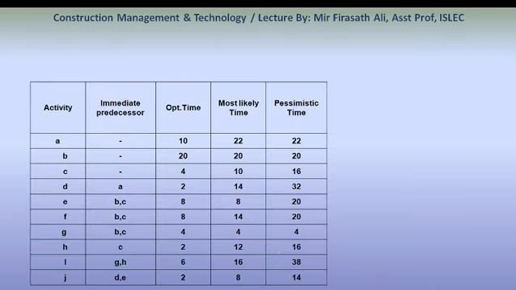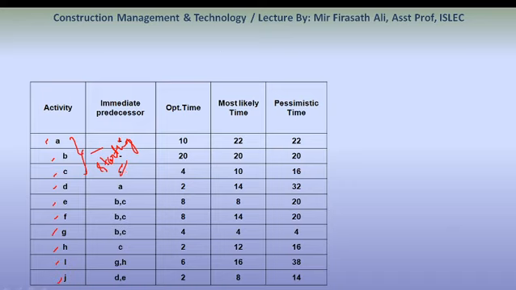Now, if you look at this network diagram, it shows the logical relationships. The activities A, B, C, D, E, F, G, H, I, J are given, along with their interdependencies. A, B, C do not have any immediate predecessor. So what does it mean? These are starting activities, as well as simultaneous activities.